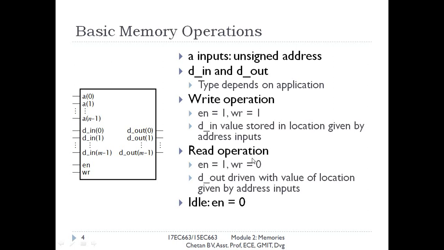For read operation, enable should be 1 and write should be 0. WR should be 0. In read operation, we don't have the usage of this input port because data is already stored in one of the locations of memory. So we require only the address of that location. The address of the location will be applied to the address port.